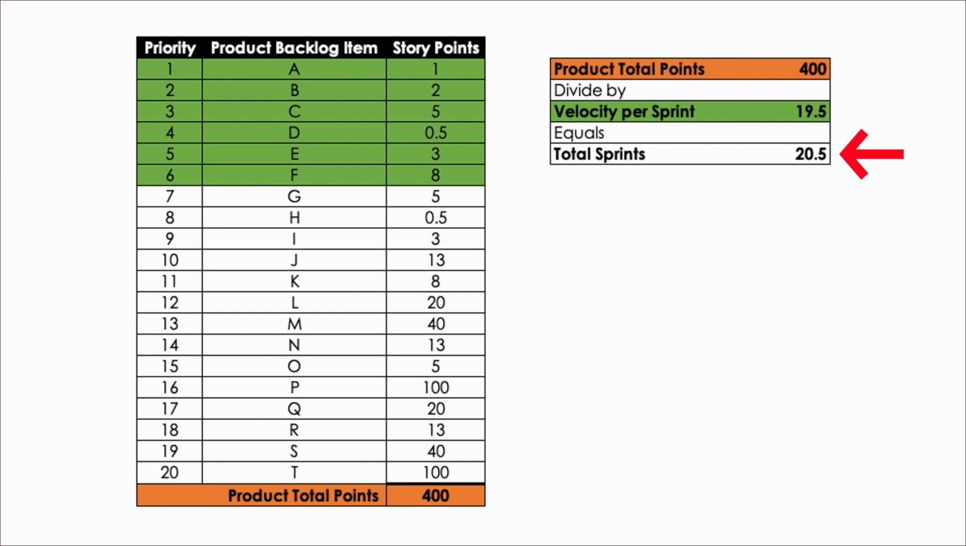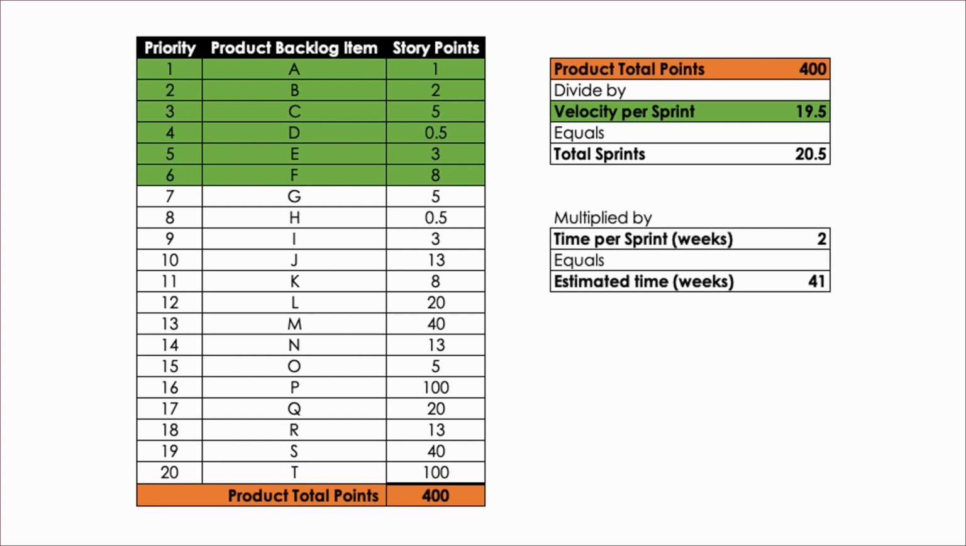Now, what do we know about a sprint? Well, we know that it's a time box, and ideally that time box should not change. So in this example, the time box is 2 weeks, and what I'm going to do is multiply the 20.5 by the 2 weeks. And that's going to tell me, roughly speaking, how many weeks it is going to take my team to get through all these items. So here you can see in the calculation, it's about 41 weeks.